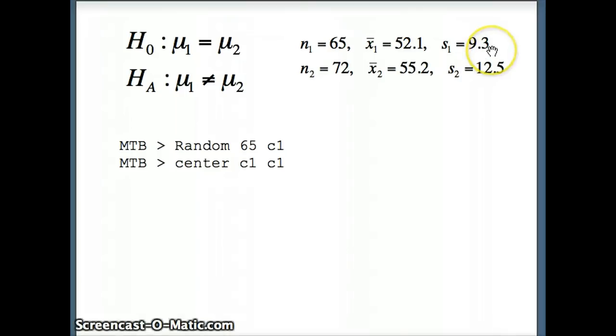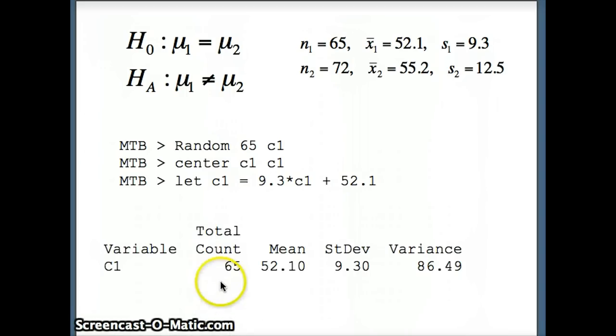We want the standard deviation to be 9.3. So we're going to multiply everything in this data set by 9.3. And then we're going to add 52.1 to get the mean that we want. So let C1 equal 9.3 times C1 plus 52.1. And then we'll take a look at our descriptive statistics, and you will see that I have an N of 65 with a mean of exactly 52.1 and a standard deviation of 9.3. So we have the characteristics we need.